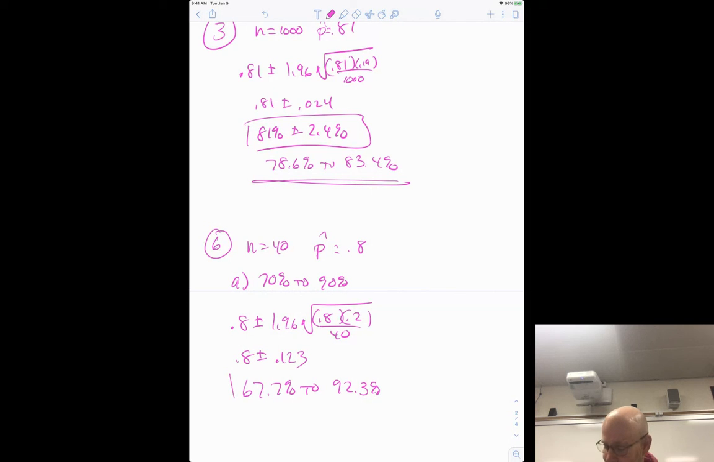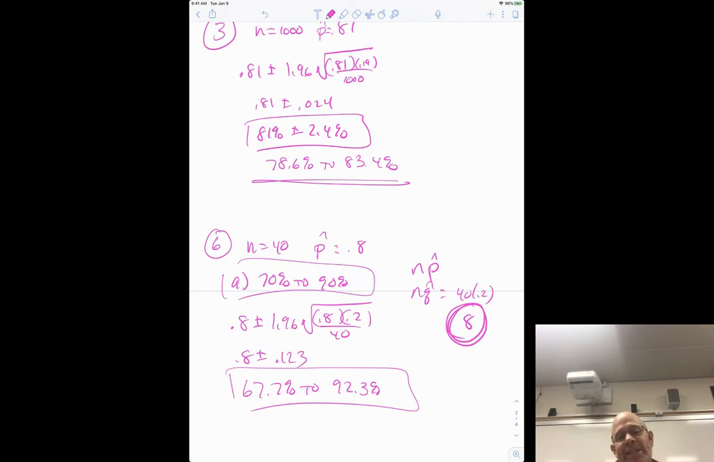So they're not the same. Okay, they're not the same. They're close, but they're not the same. And remember, I talked about this the first day we did this. The reason they're not the same is because np-hat and nq-hat, especially nq-hat, which we need to be at least 10, is 40 times 0.2, which is only 8. So the sample size was not big enough. We didn't meet one of the conditions. Therefore, I can't use the formula.